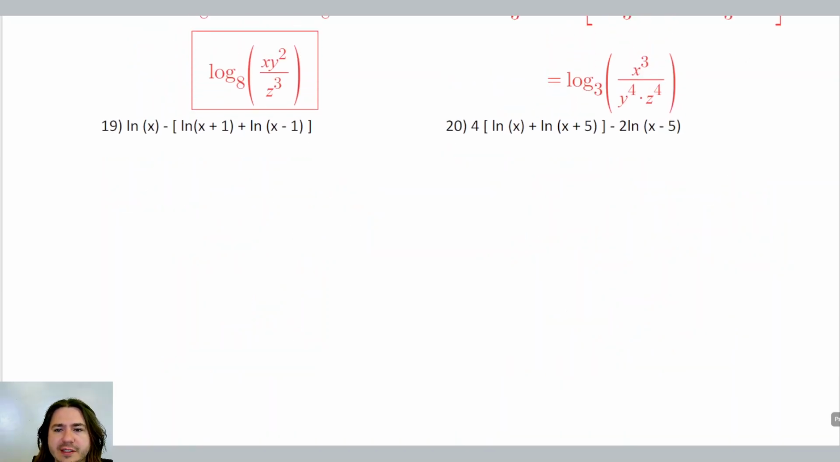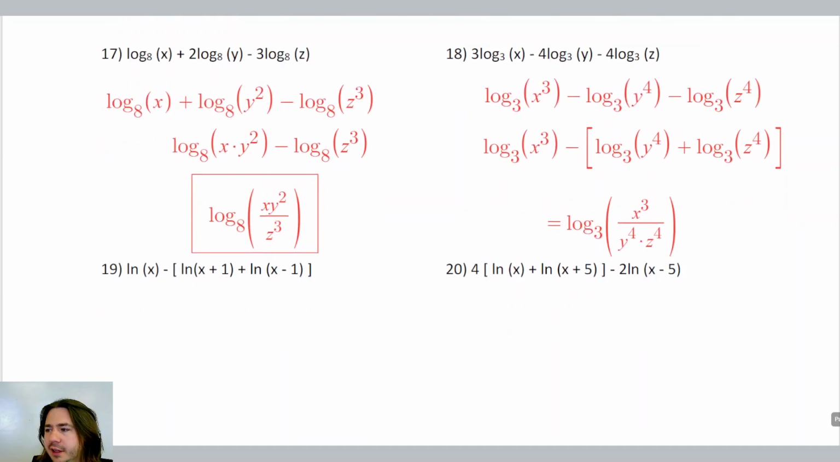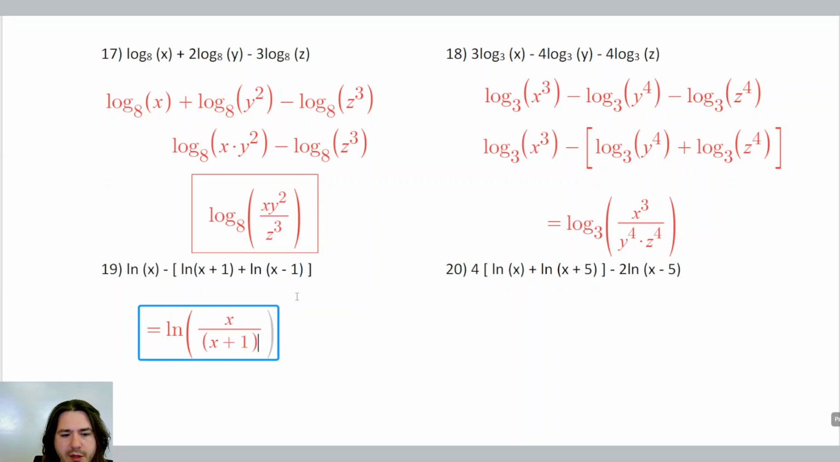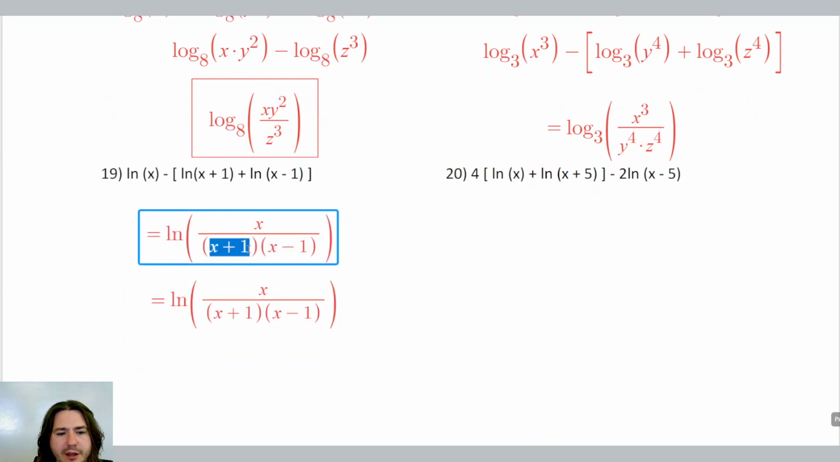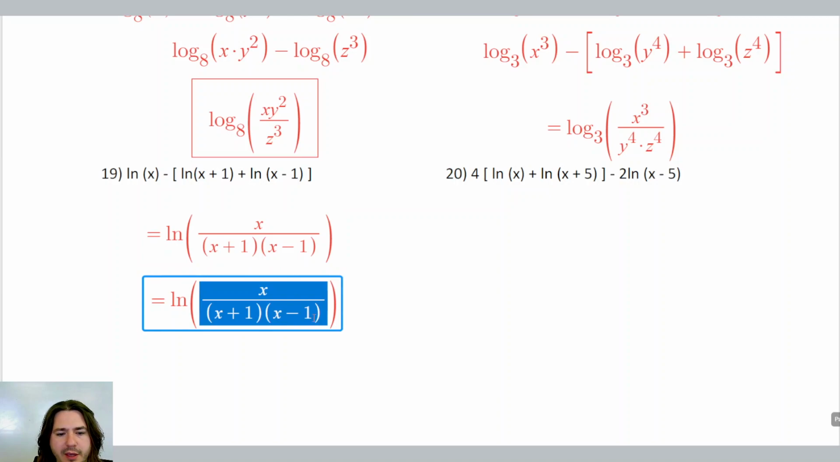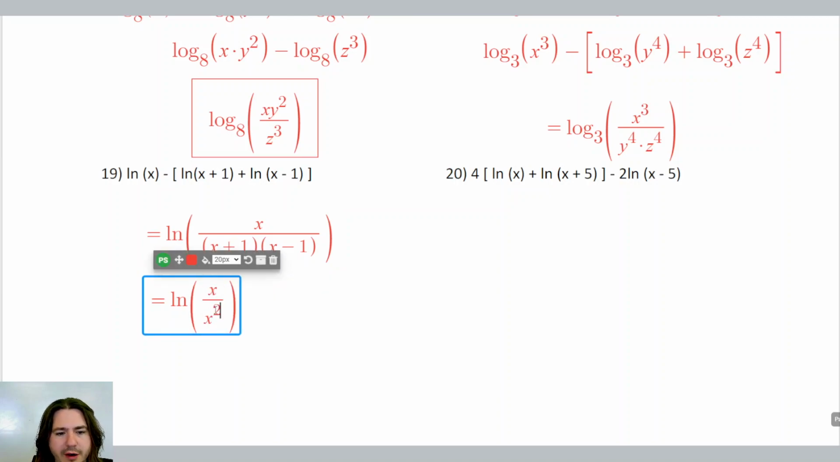Number 19 is similar to number 18 if we were to pull out that minus sign. So we're going to go from there and say that this is going to be the natural log of x divided by the product of x plus 1 and x minus 1. So x plus 1 times x minus 1. And we can simplify this a tad. We can FOIL or multiply these together using the distributive property, and we'll get x squared plus 1x minus 1x, which is 0, and then minus 1.